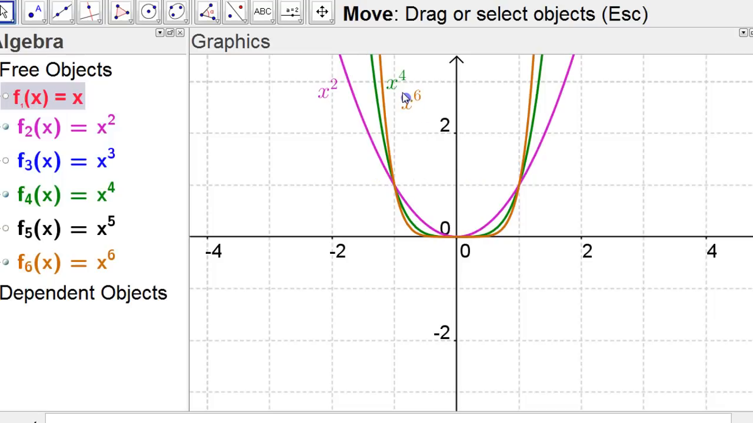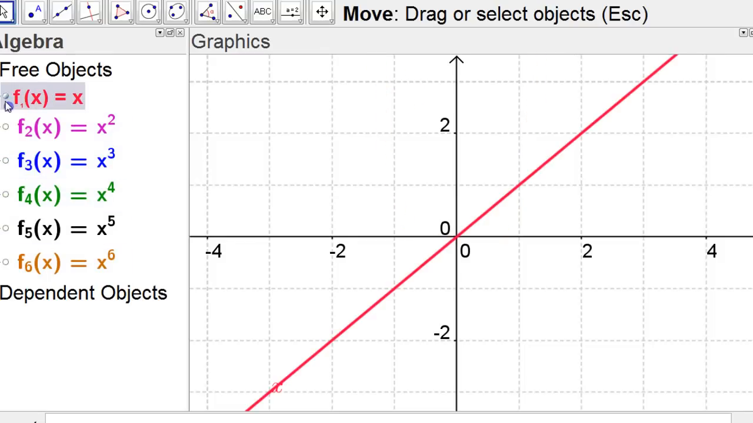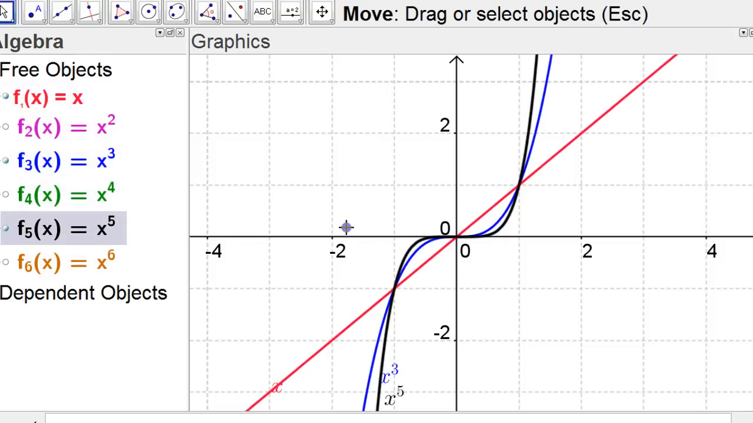All right, so those three even ones, even degree functions, all have the ends going in the same direction. You talk about their end behavior. What happens to the ends as you go out towards negative infinity and positive infinity? They go in the same direction. When it's just x squared, x to the fourth, x to the sixth, they head for positive infinity, positive infinity. Whereas if you have the odd degree ones, as you go infinitely to the left, they go infinitely down. As you go infinitely to the right, they go infinitely up.